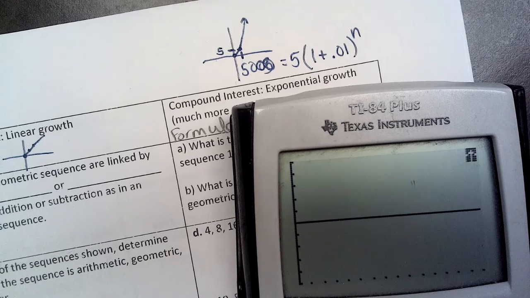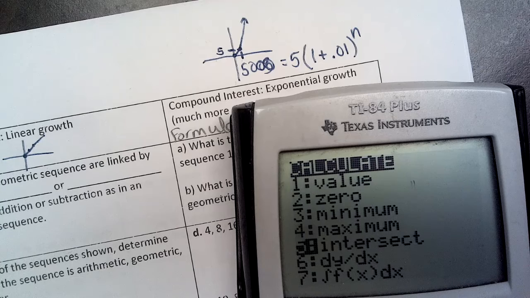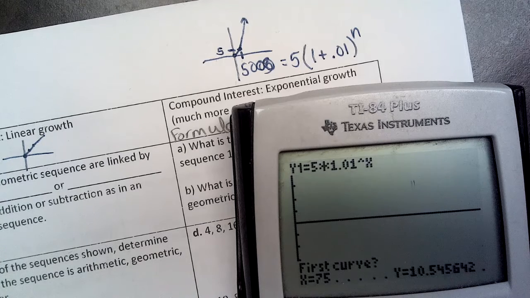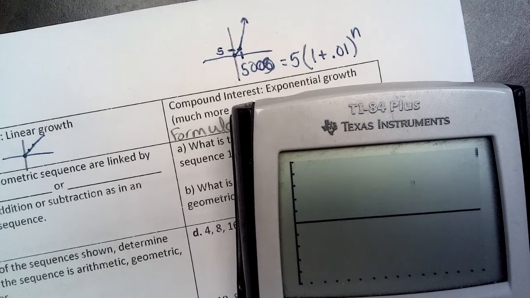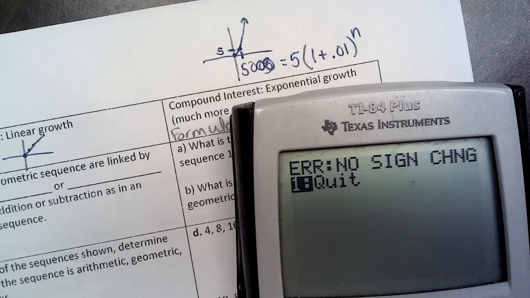So I'm going to go to second trace to calculate, and I'm going to calculate the intersection. There are 2 graphs on there, so it's going to ask, hey, is this my first curve? It's somewhere, I don't know where it is, but it's found it. My calculator's found it, so I'm going to hit yes. Is this my second curve? Yes. Do I want it to guess? Yes. So now it's going to give me a guess of how many years.